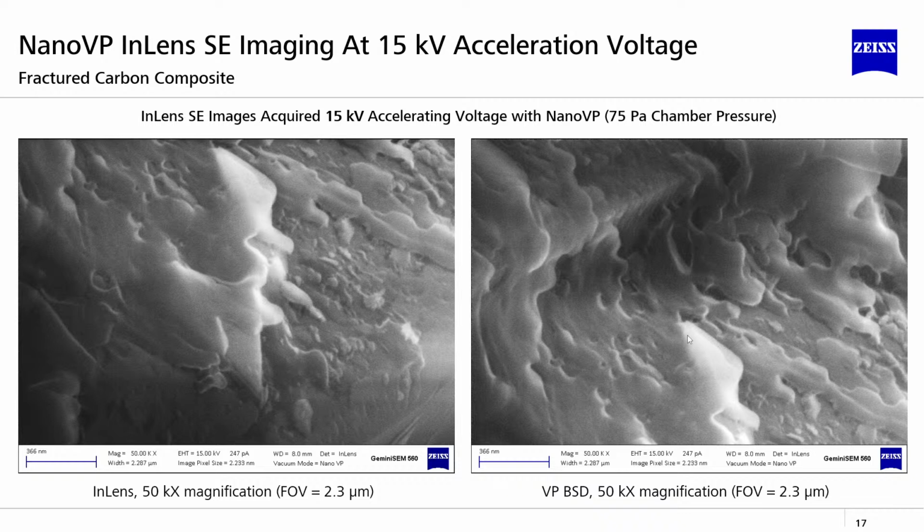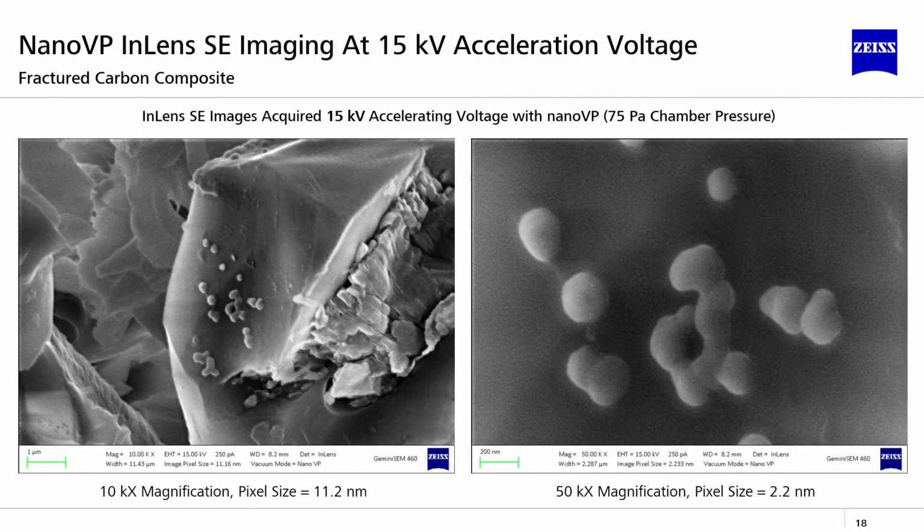So it's very easy to use. A single button push puts it into NanoVP mode, and you're ready to go, and you're able to image any of these samples that might not be able to be imaged in high vacuum mode. So the NanoVP is pretty awesome with respect to that. These are just some additional images, I think.